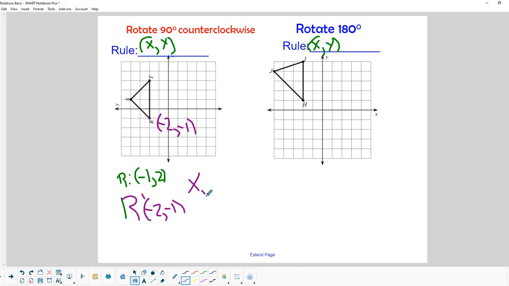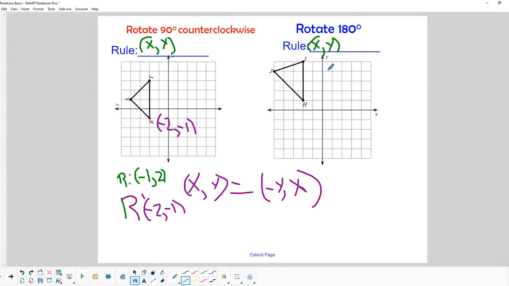So the original x and y transformed such that the y moved to the front and became its opposite, so we have negative y. And the x value moved to the back and stayed the same. See how that negative 1 moved to the back and stayed the same? So negative y, x is the rule on that transformation.